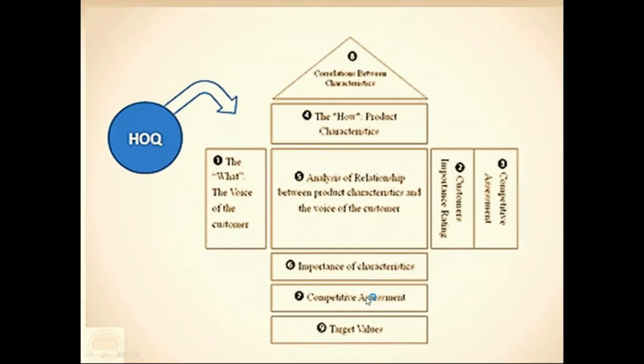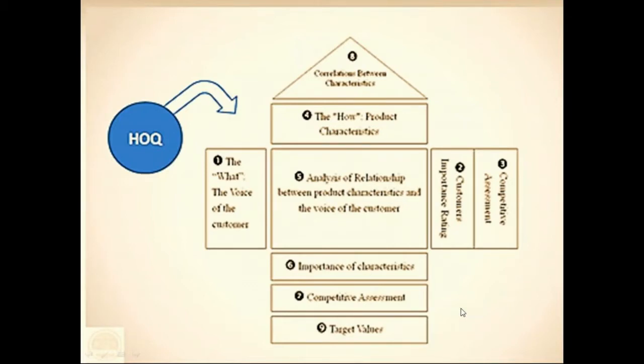Then again, the competitive assessment is carried out, and what will be the target values. And above, you have the correlation between the technical characteristics. So this is in general the overall steps that you will be doing. There are around 9 steps that will be carried out for a single product. That is, a single part, not a product, I should say. A product will have a number of parts. For a single part, these are the steps.